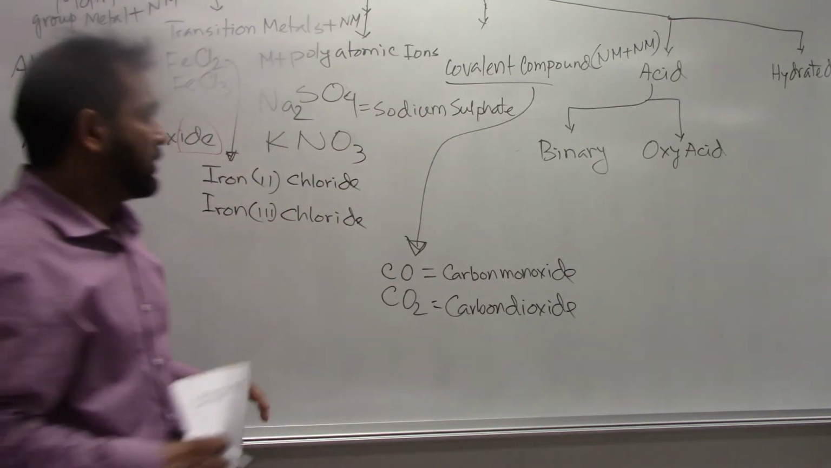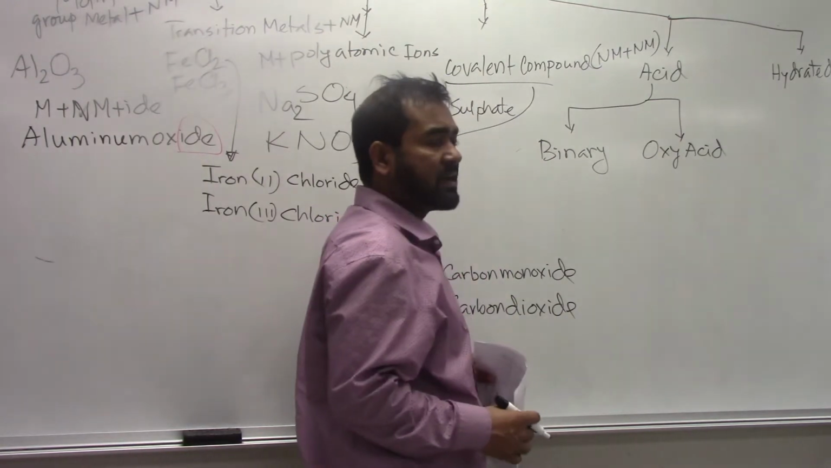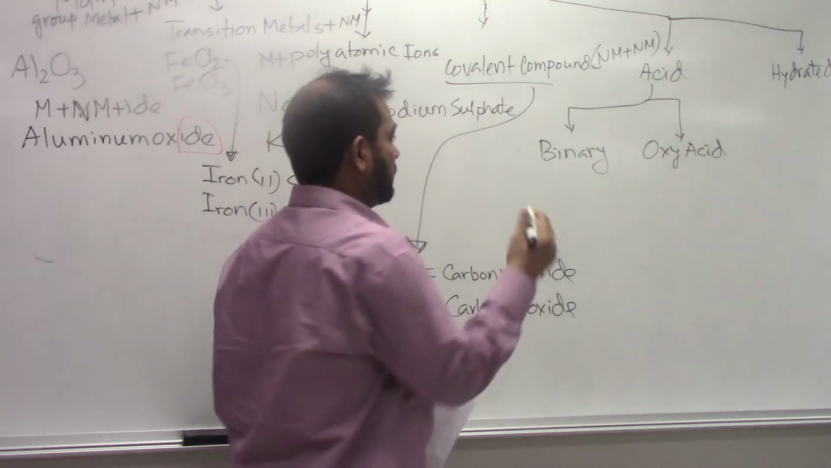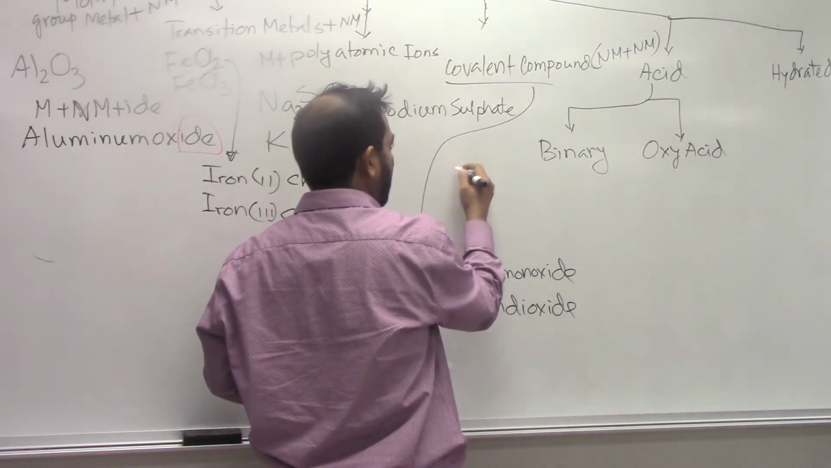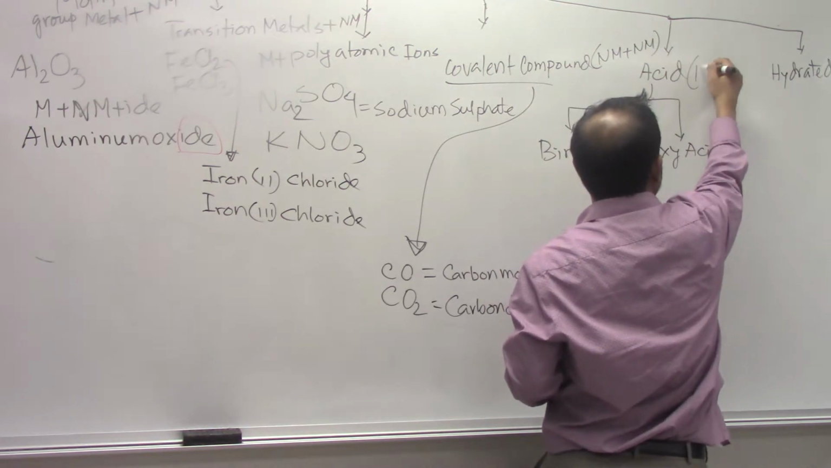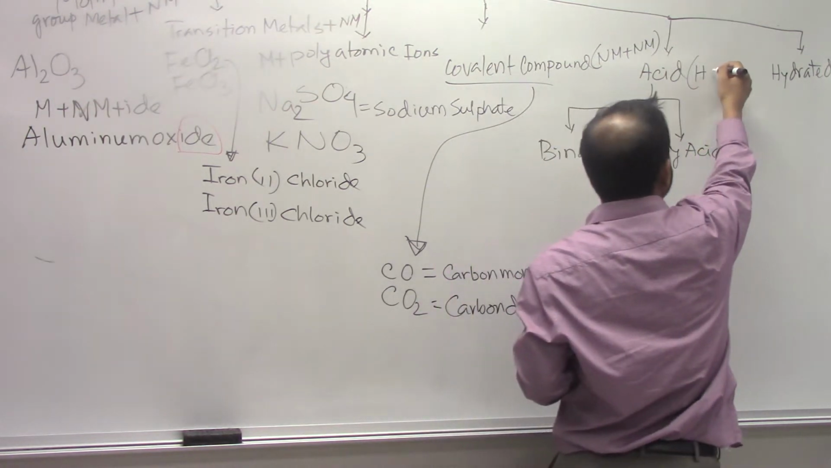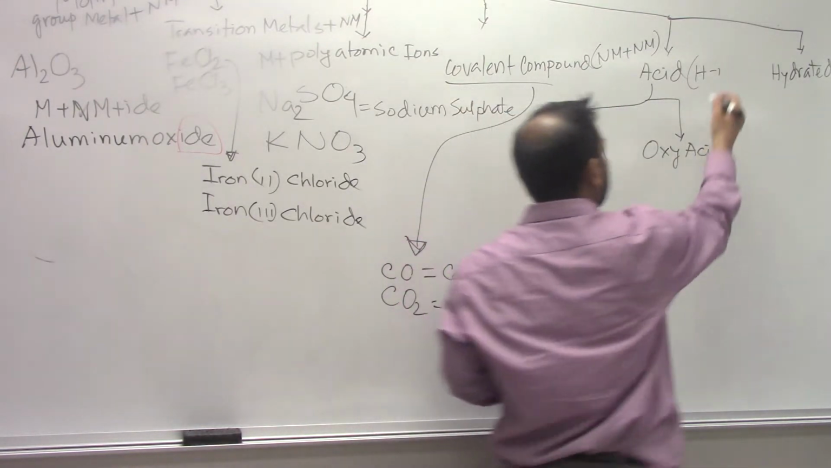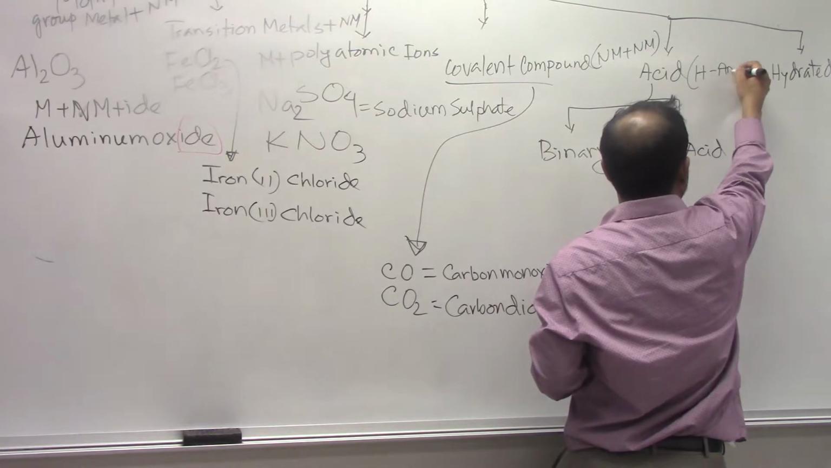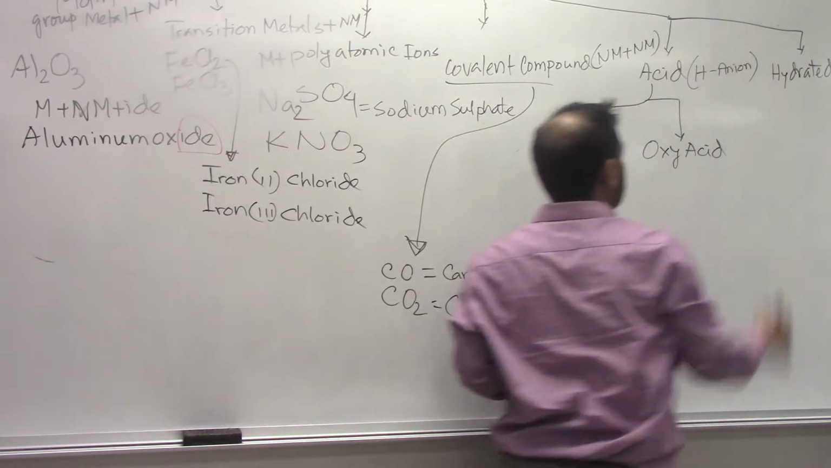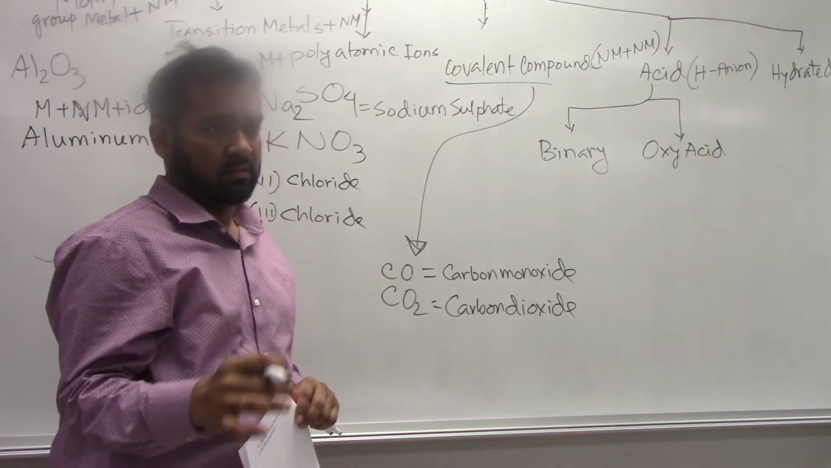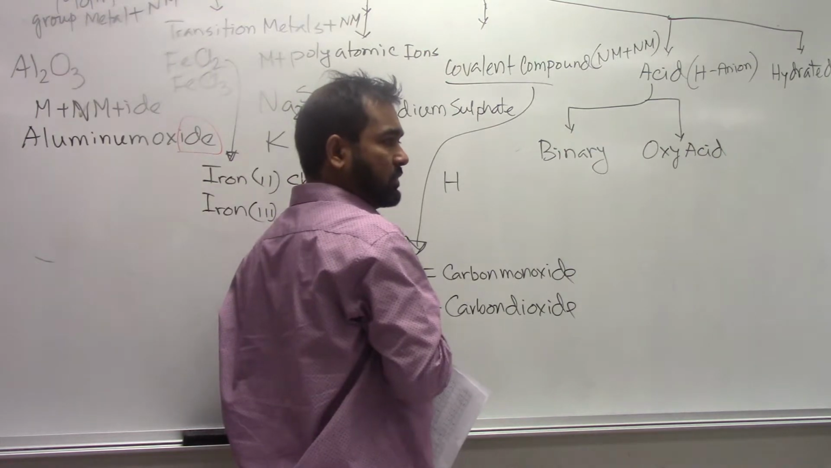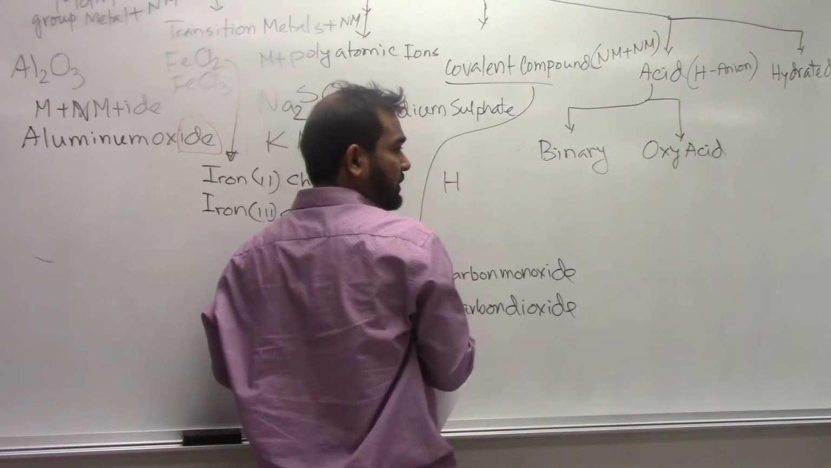And then acids can be of two types. Binary. Binary means two, right? That means two atoms are involved. For instance, binary acids. What does an acid always start with? H. H with some kind of anion. It has to have an H in the front. The left side has to have an H. So you put an H first.